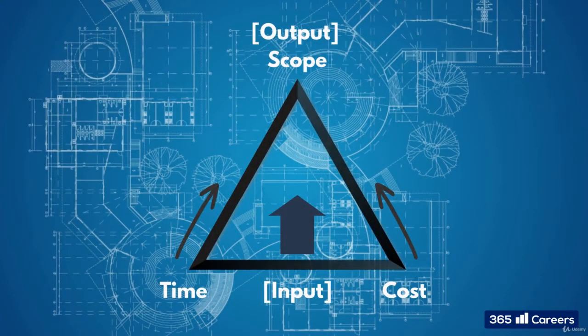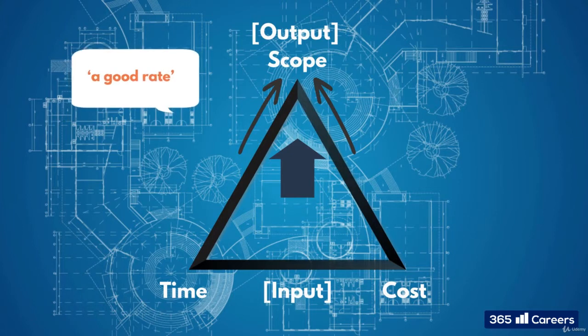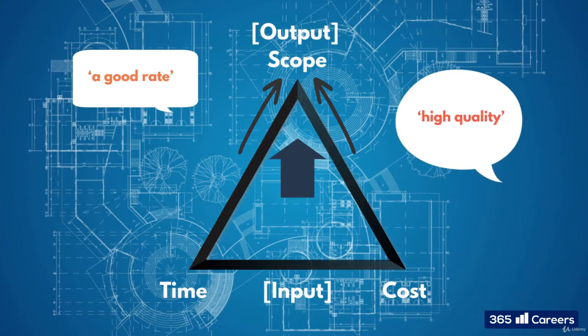So we have to admit we've been a little vague when it comes to measuring output, using phrases like a good rate, high quality, and fast enough.